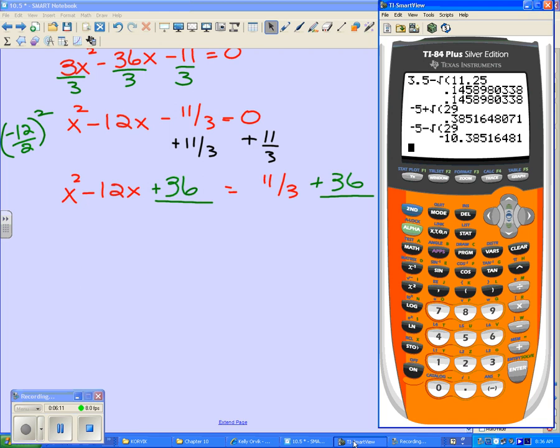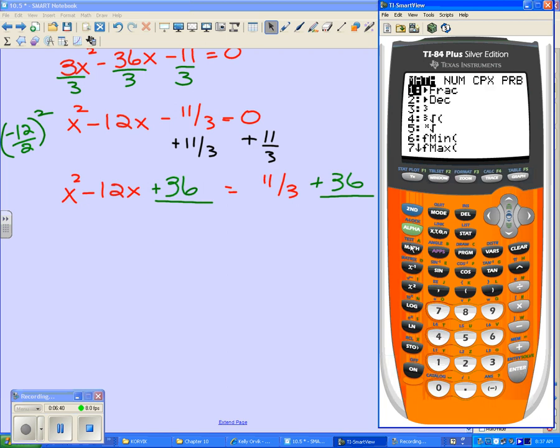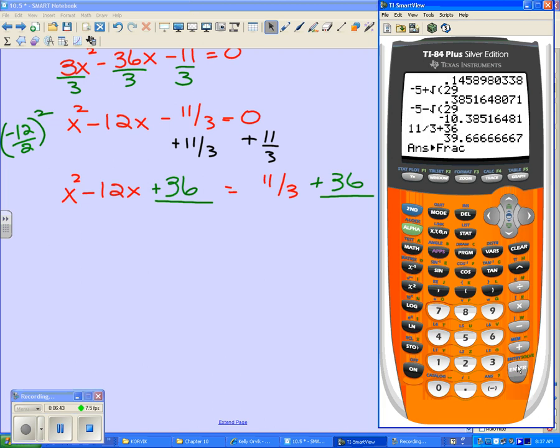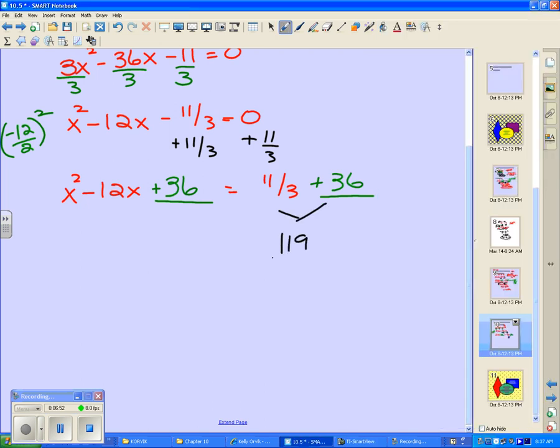Well, some of you might be able to do this in your head and rewrite it as a fraction. If you can't, there's an easy way to do this. 11 thirds plus 36. Do this with me. Okay, there's our ugly decimal that we don't want to write down on our paper. So what our calculator will do for us, and some of you maybe already know this, is change it back to a fraction. If you go to math, and the very first option there is fraction, it's going to take your answer and turn it into a fraction if we press enter again. Okay, these two together we could write as 119 over 3.